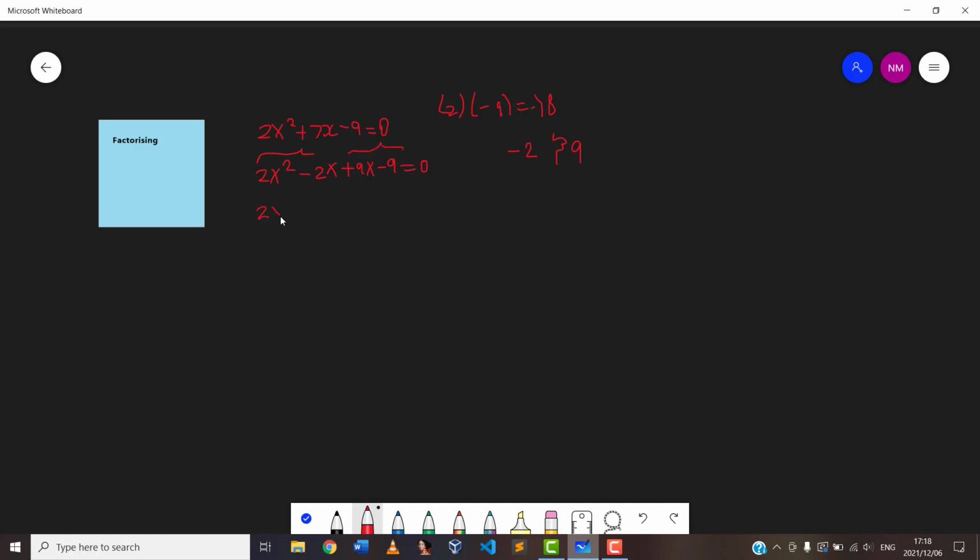So 2x(x minus 1) plus 9(x minus 1) equals 0. Then you just collect this term and this term with x minus 1. So you can say (2x plus 9)(x minus 1) equals 0. And then from there you can just solve for x. So x equals 1 or x equals minus 9 over 2.